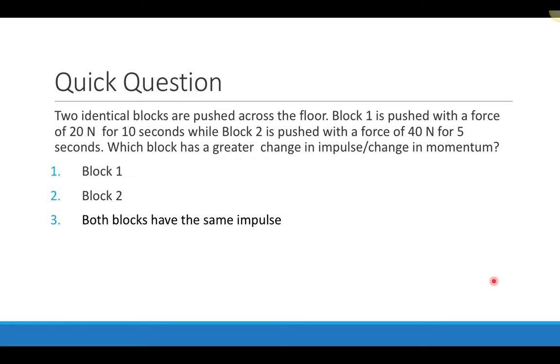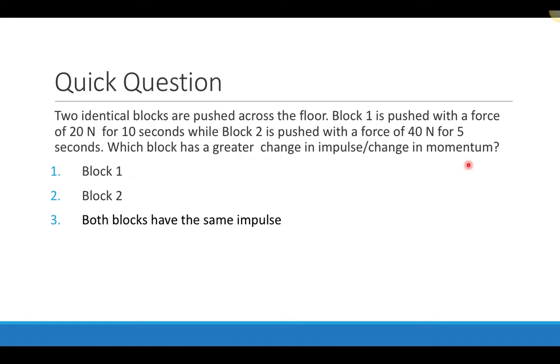So now this one is a little more specific. Two identical blocks are pushed across the floor. Block 1 is pushed with a force of 20 newtons for 10 seconds. Block 2 is pushed with a force of 40 newtons for 5 seconds. Which block has a greater change in, this actually should say greater impulse, change in momentum.